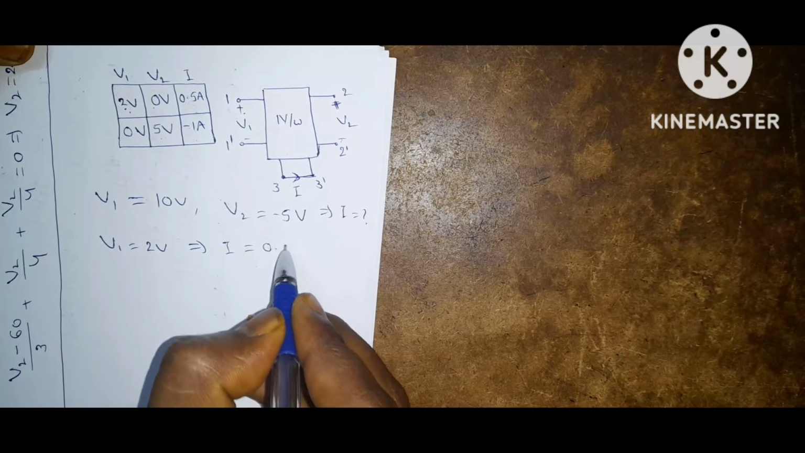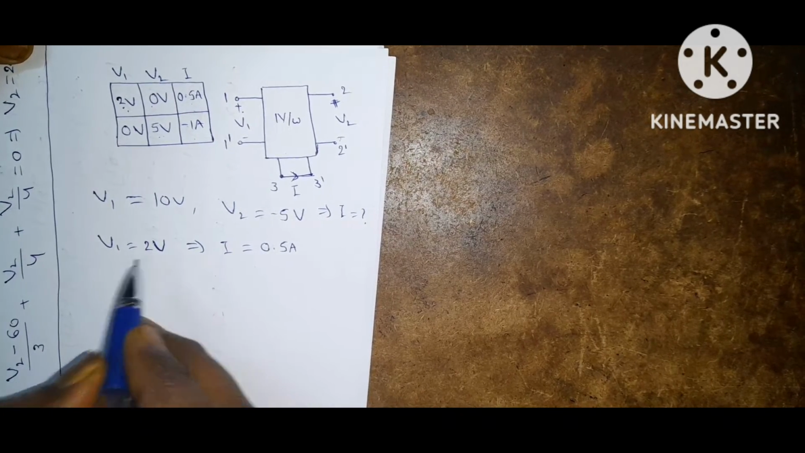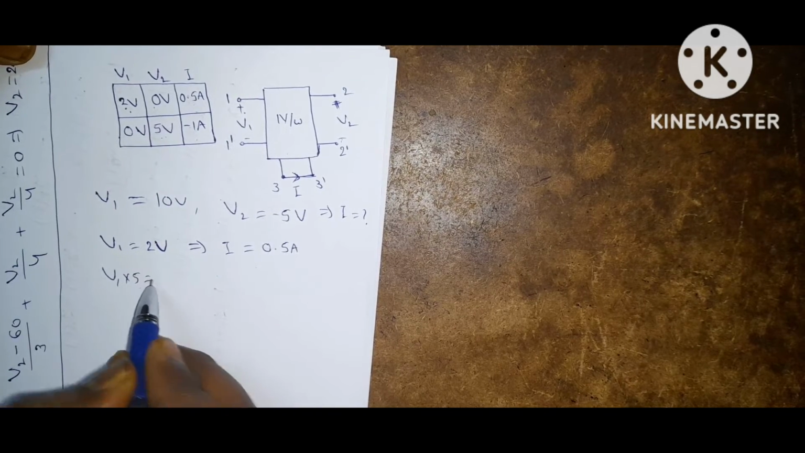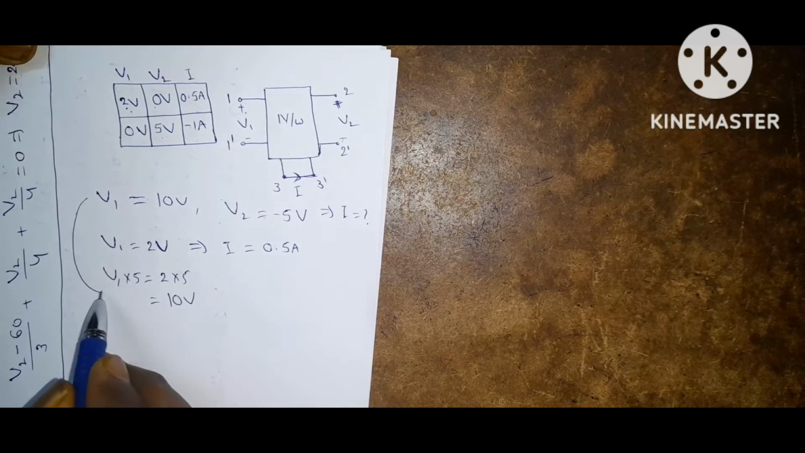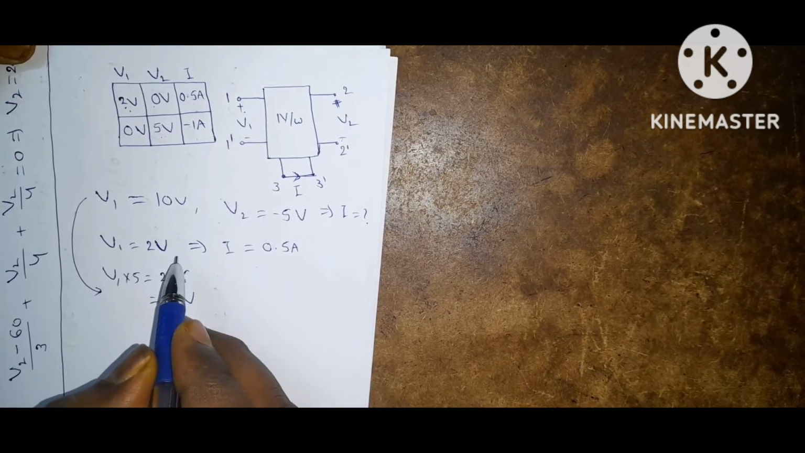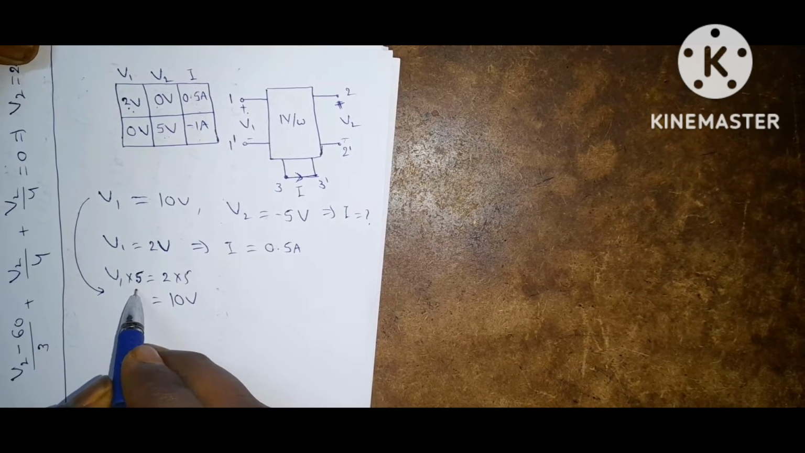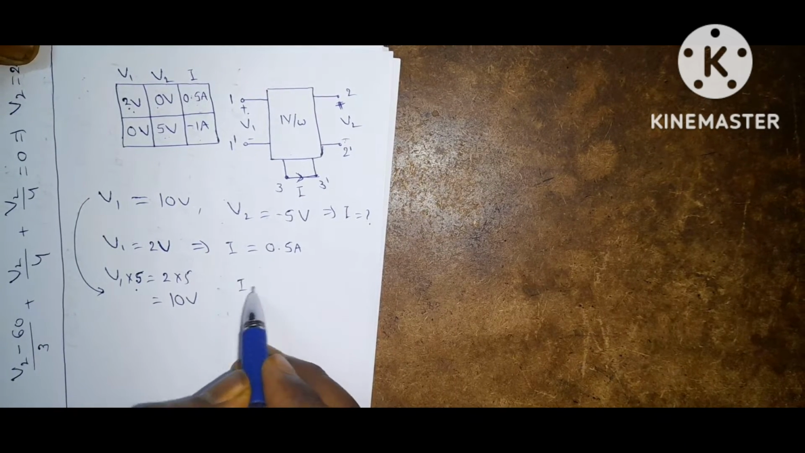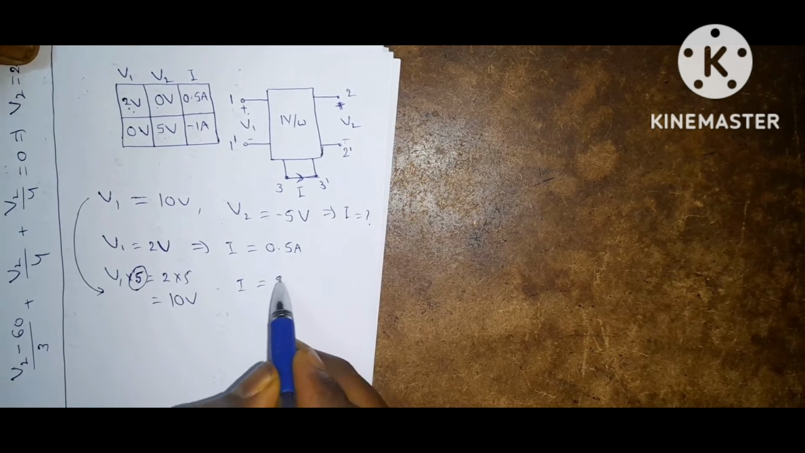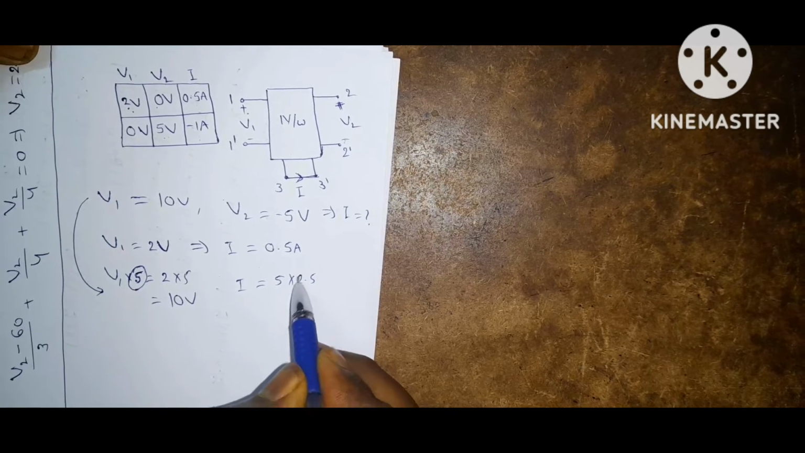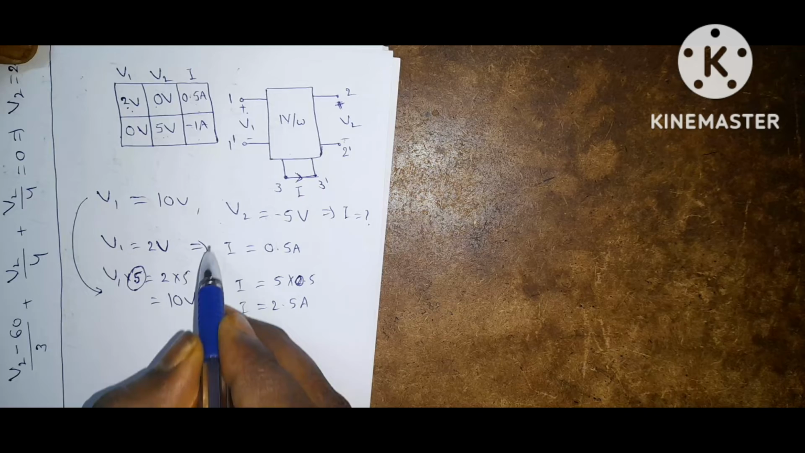This is I equal to 0.5 amps. If you multiply this 2 volts with 5, V1 into 5 is equal to 2 into 5, you will get 10 volts. So you got this one. That is, if excitation is multiplied with some constant K, the response must be multiplied with the same constant. What is that constant here? 5. So 5 into 0.5, you will get 2.5 amperes.